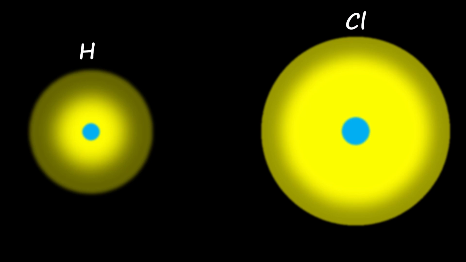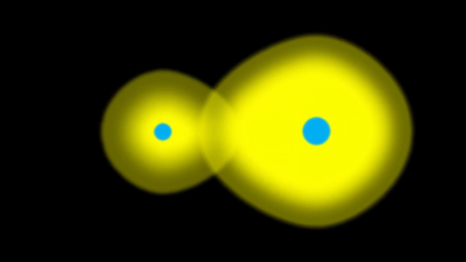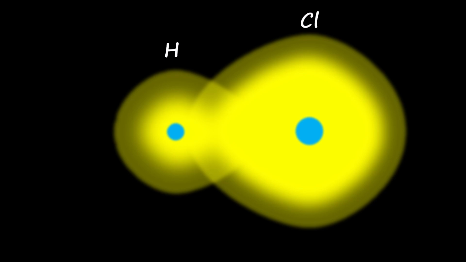If I bring them closer, there will be a distortion of the electron cloud due to the difference in electronegativity. Now, because of this distortion, the hydrogen atom will have a positive polarity and the chlorine atom will have a negative polarity. Now, this delta plus and delta minus, they are of equal magnitude but different polarities. Such type of system is what we call as the electric dipole.